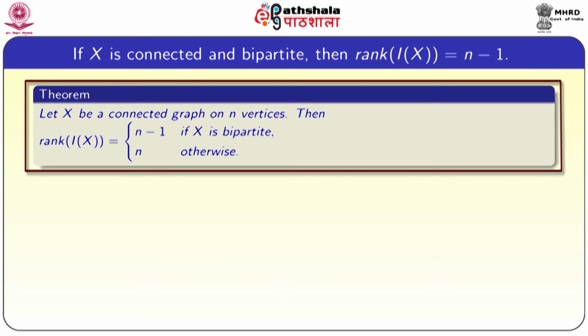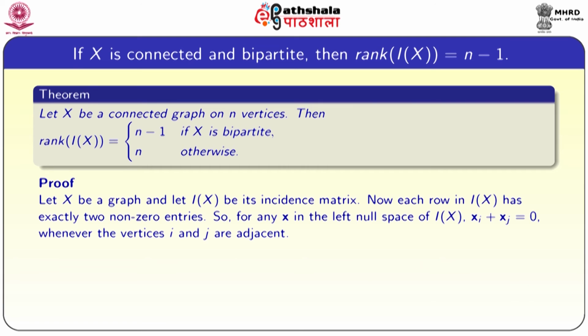Now, we will prove an important result on the 0-1 incidence matrix of a graph X. If X is a connected graph on n vertices, then the rank of I of X is equal to n minus 1 if X is bipartite, and n otherwise. So, in other words, the rank of I of X is greater than or equal to n minus 1. It is a little different from the Q of X case. In the Q of X case, the rank of Q of X is exactly n minus 1. Here it is greater than or equal to n minus 1, and it is n minus 1 only if X is bipartite.